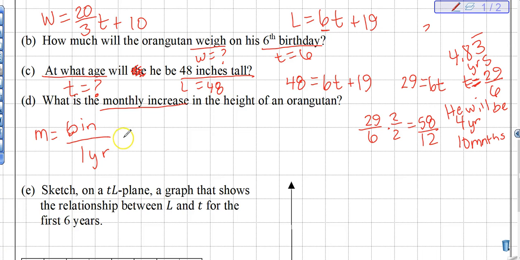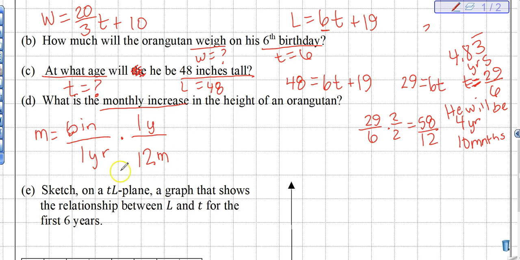So a couple things you could do. You can convert this to, we want 1 month, right? And 1 month is 1/12 of a year. Do you agree? So we could multiply that times 1/12. And that's just basically 1 year equals 12 months.